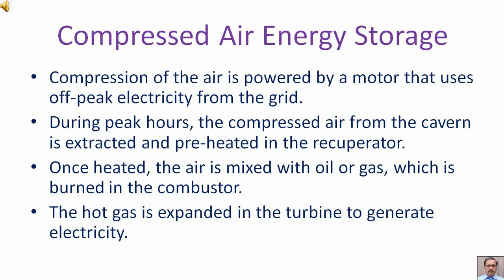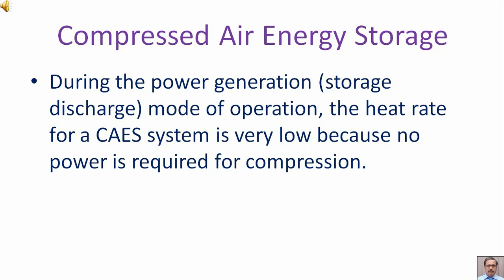Compression of the air is powered by a motor that uses off-peak electricity from the grid. During peak hours, the compressed air from the cavern is extracted and preheated in the recuperator. Once heated, the air is mixed with oil or gas, which is burned in the combustor. The hot gas is expanded in the turbine to generate electricity. During the power generation, that is storage discharge mode of operation, the heat rate for a CAES system is very low because no power is required for compression.